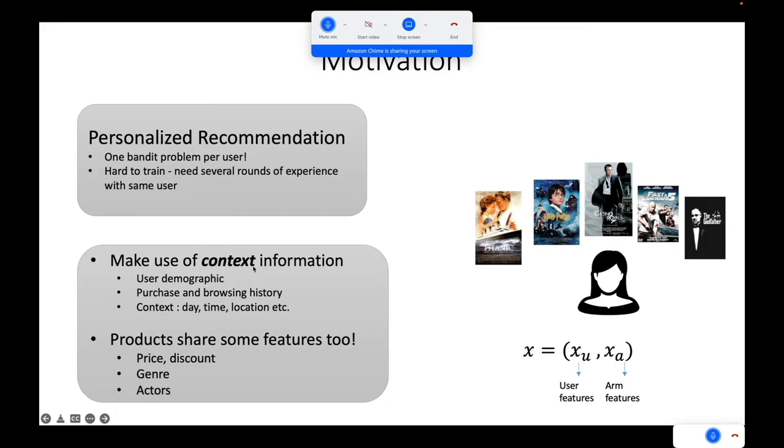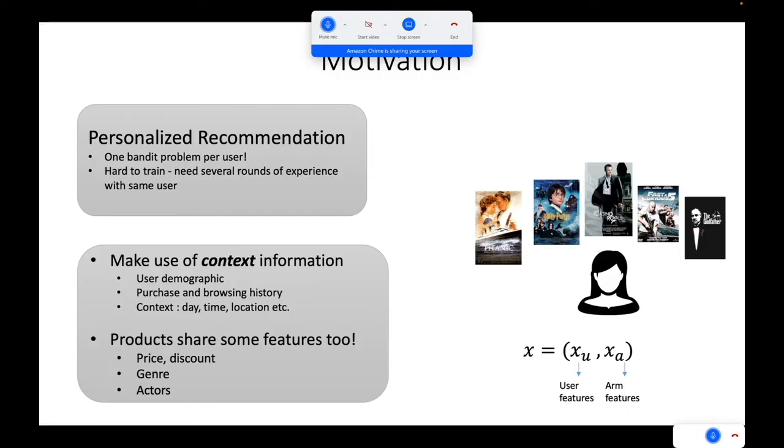That brings us to context information, where this context can be user demographics, their purchase and browsing history. It can also be other side information, like what day of the week or month it is, or if some event is running, and so on. Finally, the products can also bring in some features: what is the price of the product, category information, if there's some discount running. If we are recommending a movie, then what's the genre of the movie, and who are the actors?